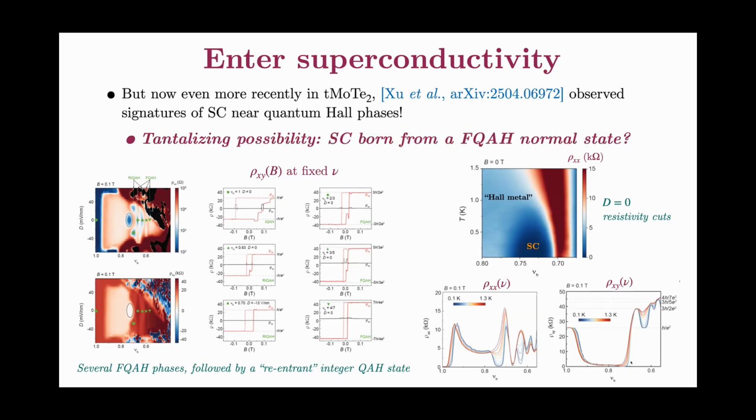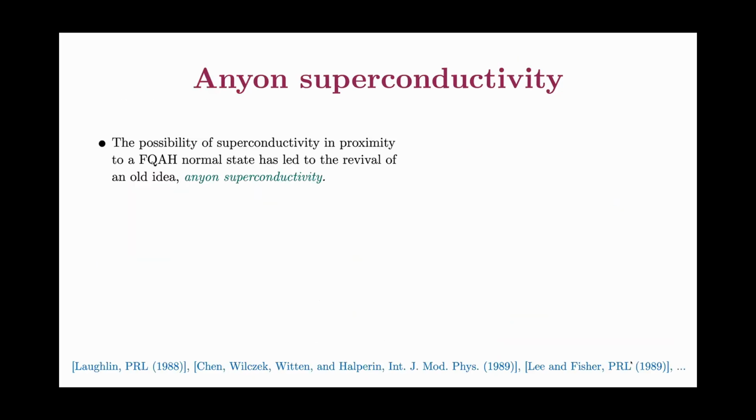Okay, and this leads to a really tantalizing and amazing possibility of superconductivity born from a fractional quantum anomalous Hall normal state. Well, this is, like many things connected to quantum Hall, an actually old concept that carried the name of anyon superconductivity from the late 80s and early 90s, and was originally proposed to try to tell us something new about high TC.